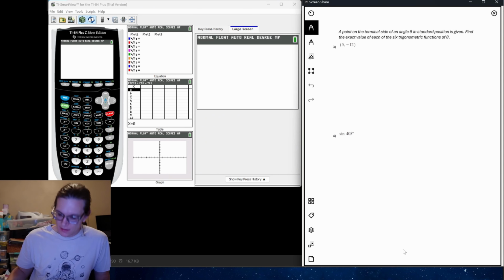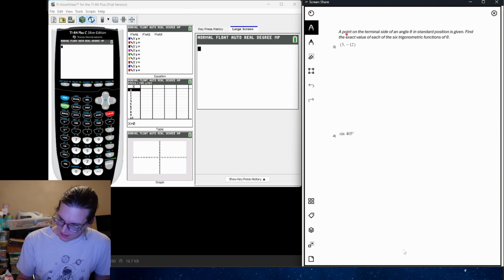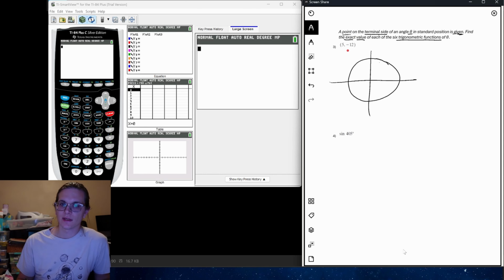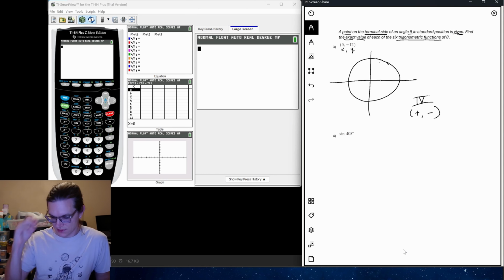And next one. Okay, let's see what we have to do to tackle this one. A point on the terminal side of an angle theta in standard position is given. Find the exact value of each of the 6 trig functions. What this is saying is there's a point on my circle here. The coordinates 5, negative 12. Off the bat, I'm just going to say that's an x and a y, positive negative. It's down here in the 4th quadrant, as it's called.